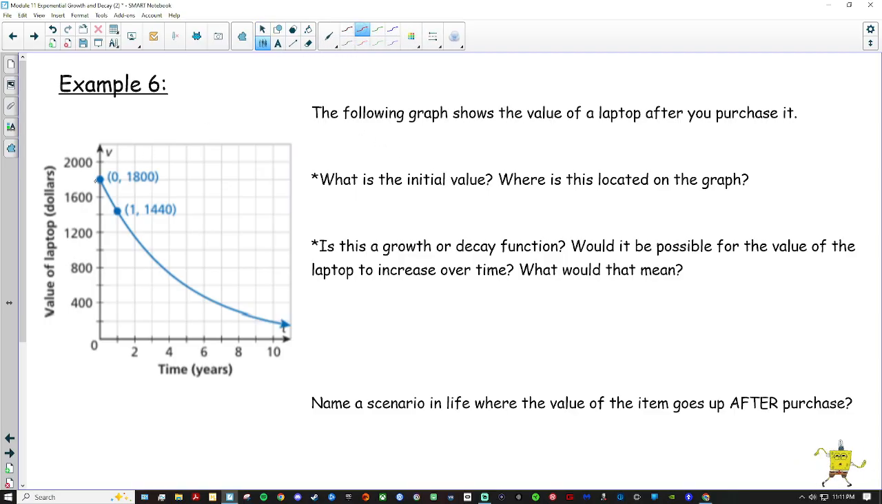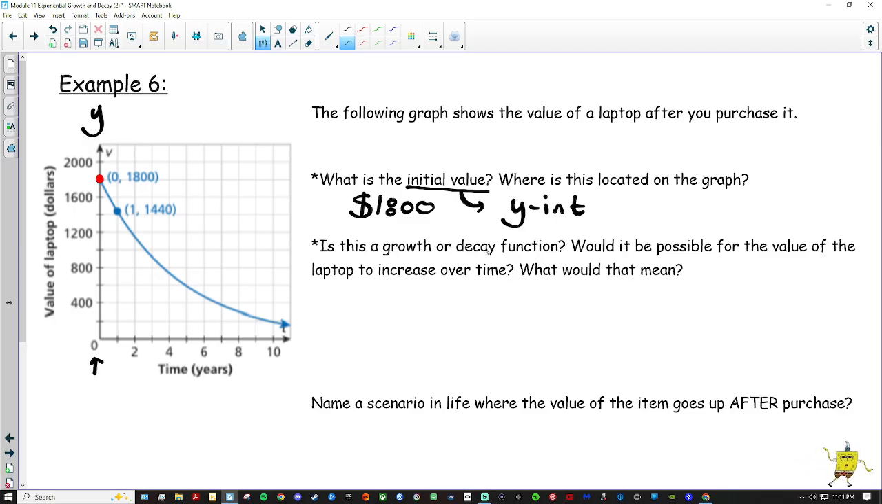Just like the problem you just did, here is my start at time 0. The value of the laptop is $1,800. Okay, where is it located? Well, of course, this is the y-intercept. Your initial value is always at the y-intercept, the start at time equals 0.